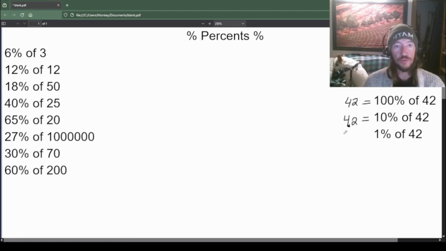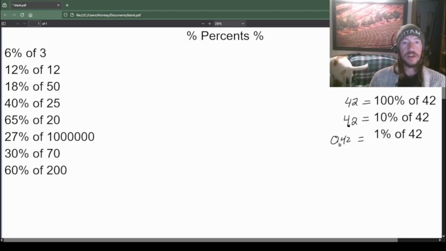And then what about 1% of 42? Well, we just have to move that decimal over 1 more place again. And that becomes 0.42. So look at that last statement. 1% of 42 just meant we took that thing and moved the decimal over 2 places. So that's our first clue as to what percent means.